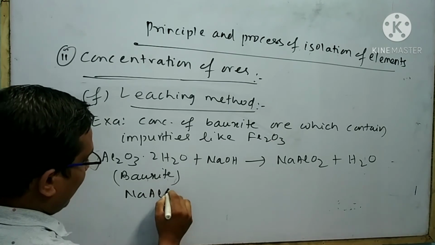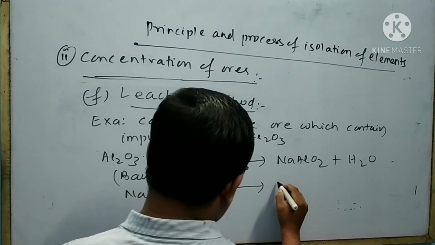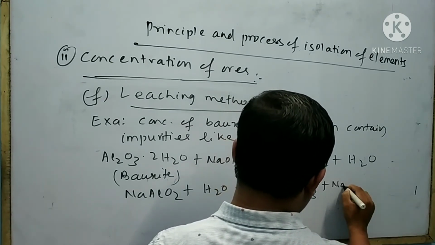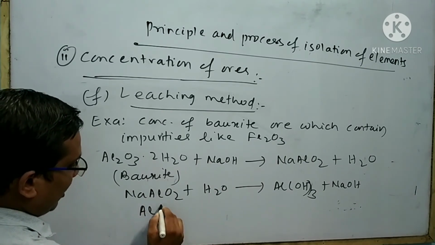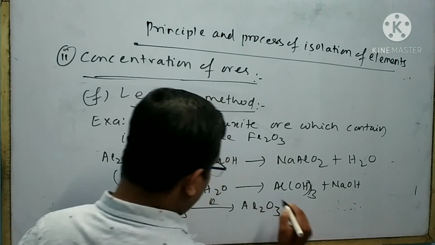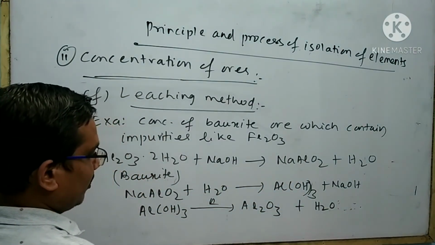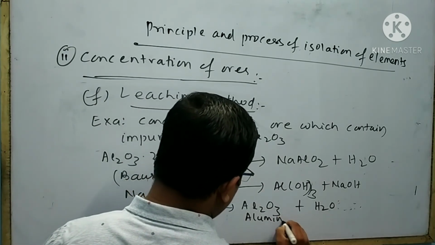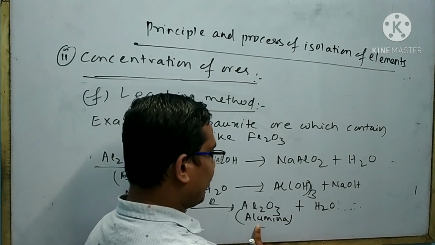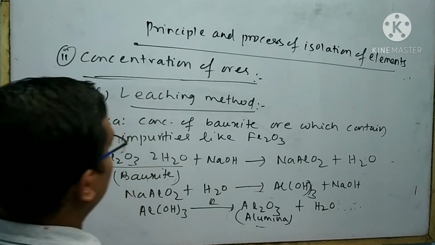Now the sodium metaaluminate is subjected to reaction with water to form aluminium hydroxide and sodium hydroxide. Again, when the aluminium hydroxide is subjected to heating, then Al2O3 is formed. Also here water molecule is formed. This is said to be alumina. This bauxite contains impurities. On the other hand, this alumina does not contain any impurities. This is all about the leaching method.